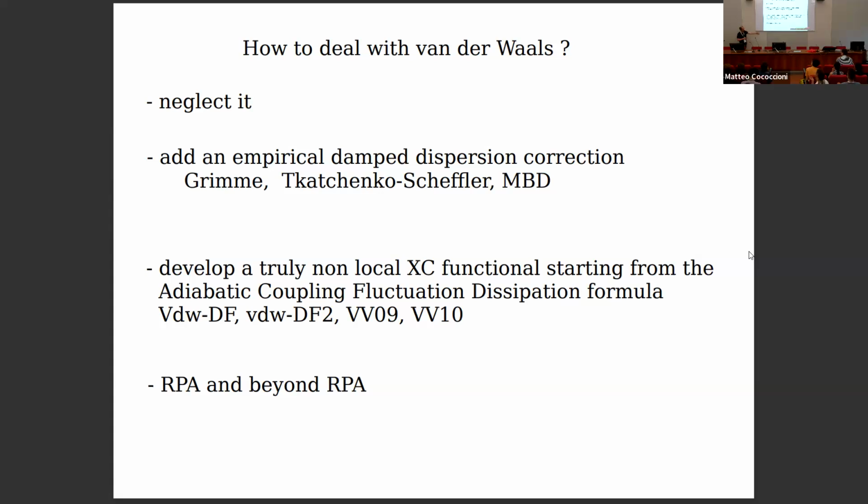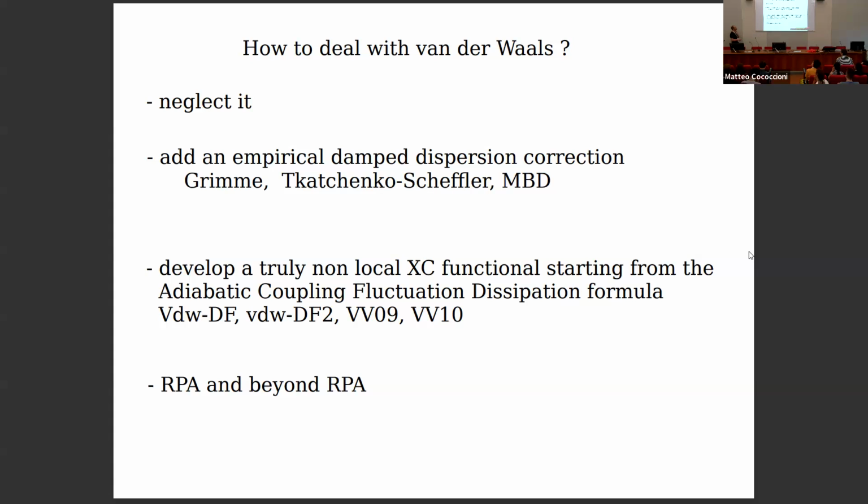Or one can go straight to the most ab initio methods and try to deal with this interaction at the RPA or beyond-RPA levels, but this is very, very expensive. So you neglect it, it's fine, but you forget about organic systems, so this is not a good choice anymore.